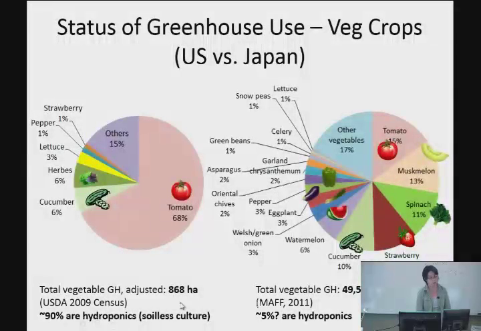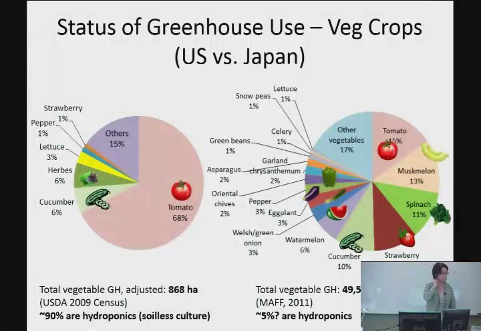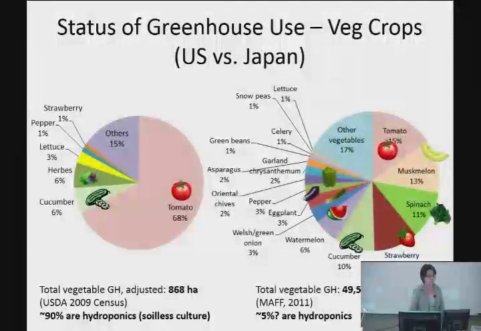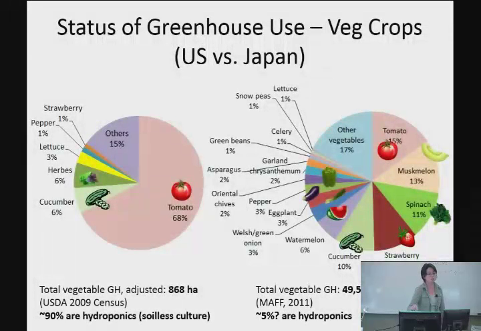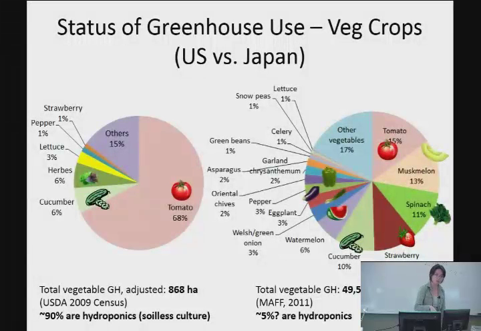Again, the base number is very different. Nearly 900 hectares in US and much, much bigger number in Japan. And one of the interesting differences I found, okay, is if you look at the 900 hectares of that production, 90% or so are basically hydroponics. Okay, but in Japan and other countries like Spain, Korea, and China, hydroponics are a very, very small percentage. Most of them are using soil-based production systems.